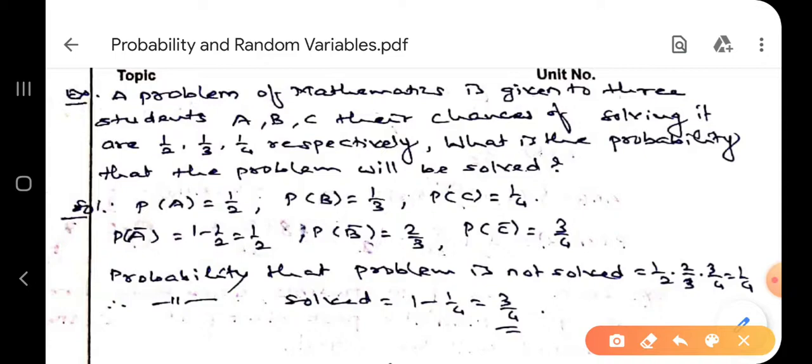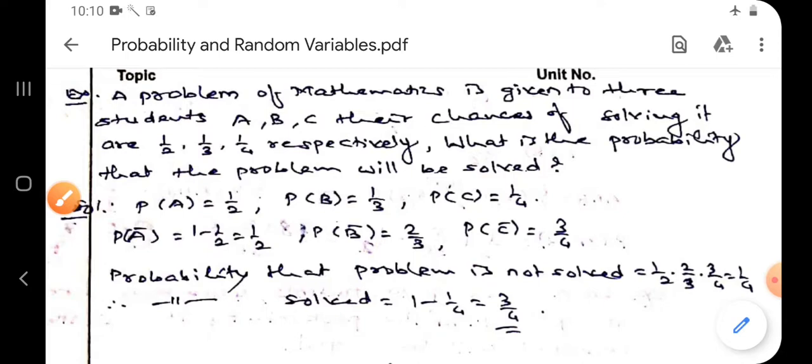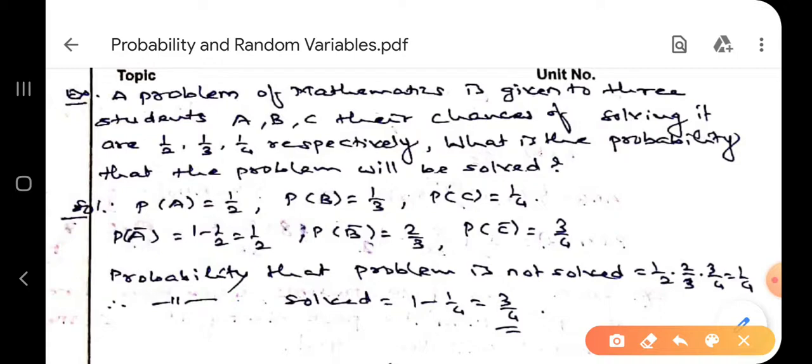A problem of mathematics is given to three students, A, B, C. Their chances of solving it are 1 by 2, 1 by 3 and 1 by 4 respectively. What is the probability that the problem will be solved? That means at least one solves the problem. What is the probability that the problem is solved? That means all three may solve the problem, or at least one solves the problem.